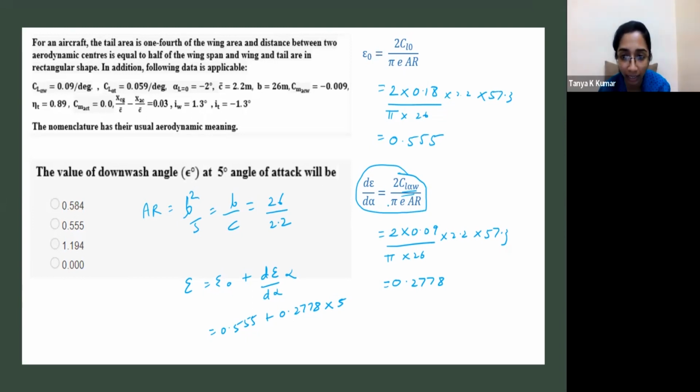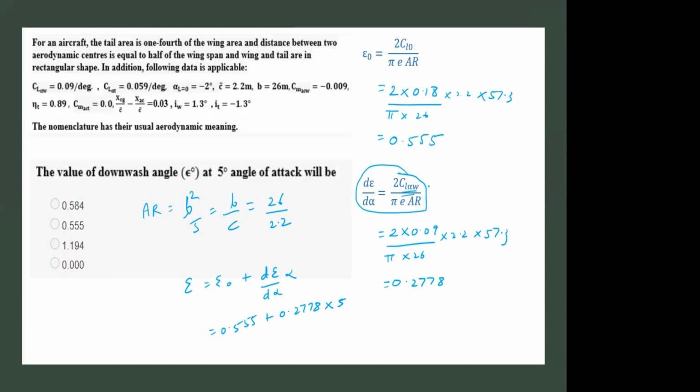So this relation that is there for d epsilon by d alpha, the terms give you the slope only if that is in radians. Otherwise, it would not be the slope. It would not be unitless. I'm not sure if I'm able to convey it.